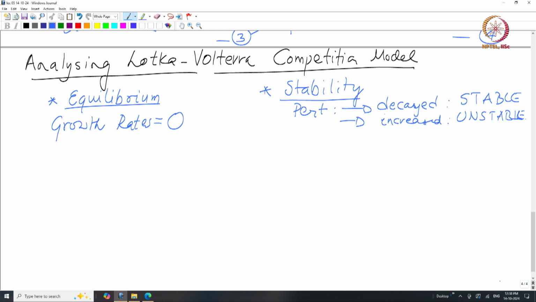So, now I need to be able to see these equations. Let us now look at how we find the equilibrium. So, how do we find the equilibrium? To find the equilibrium, we need to set the growth rates to 0.